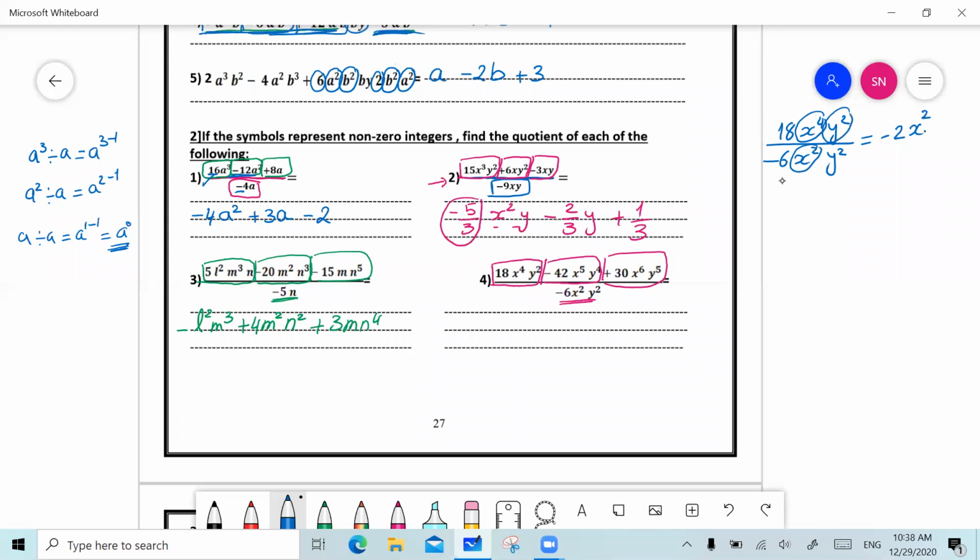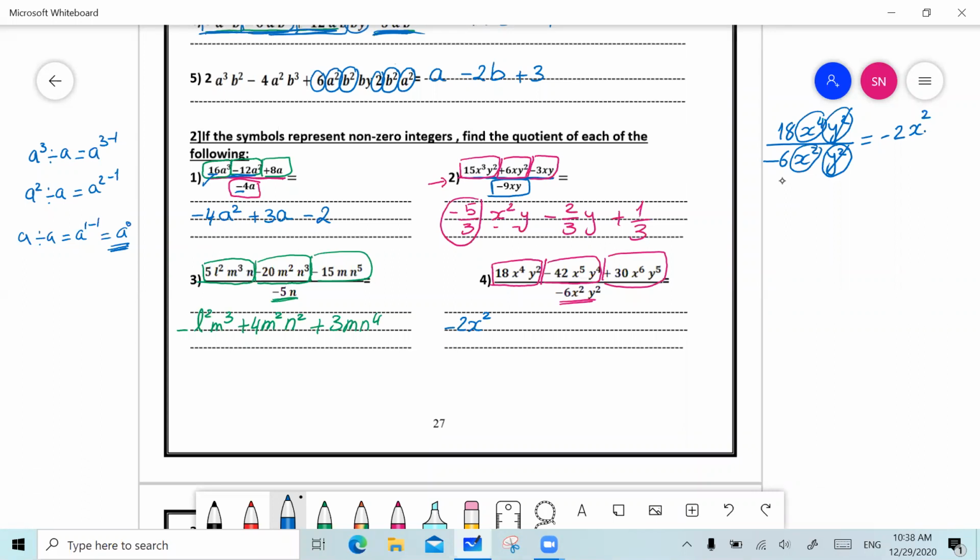Y to the power of 2 divided by y to the power of 2, it's y to the power of 2 minus 2, which is y to the power of 0, so they are cancelled together. So the first term in the answer is negative 2, x to the power of 2.